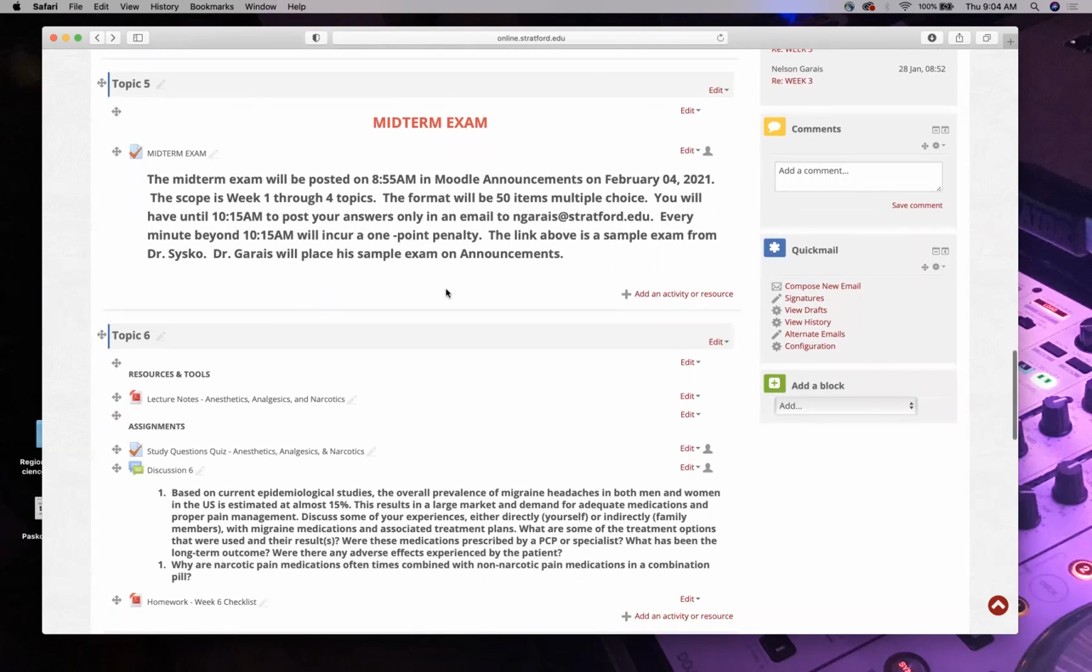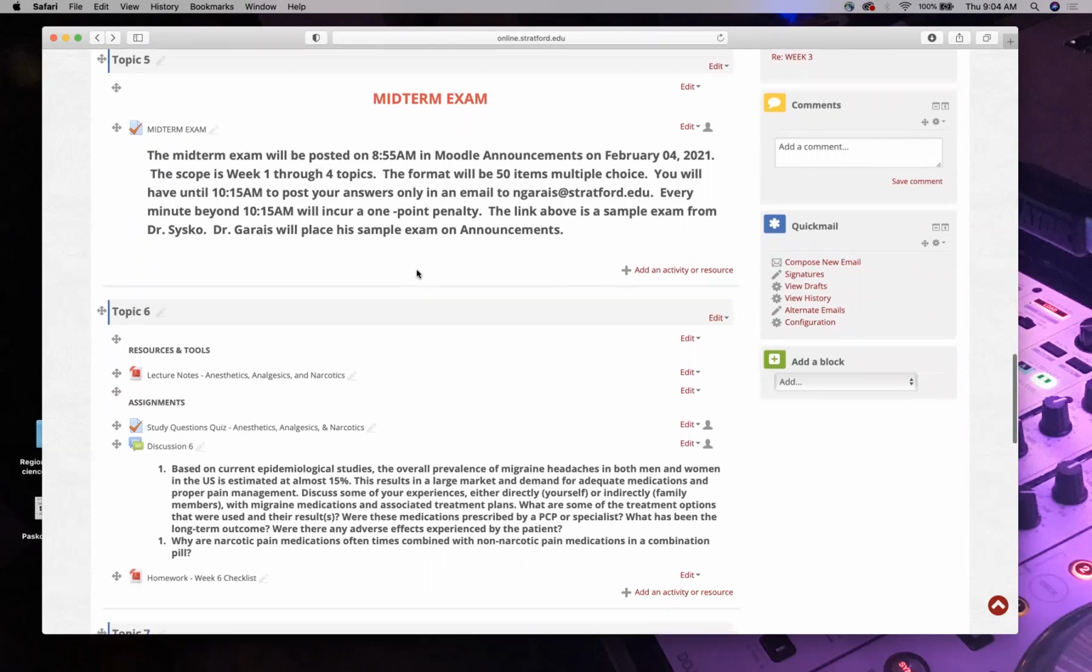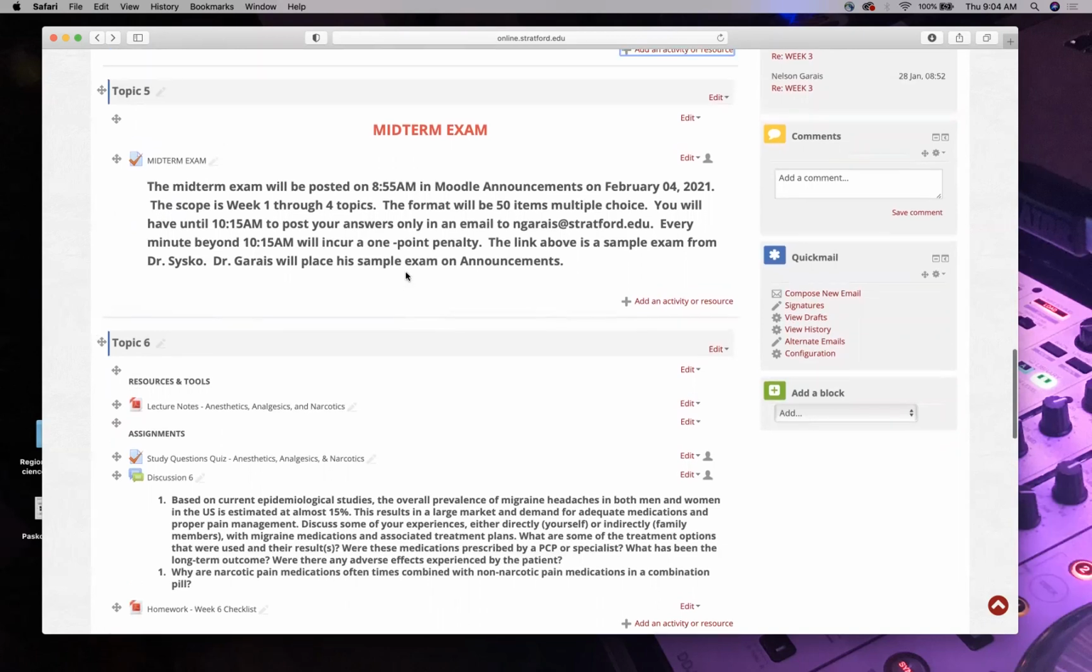Of course, every minute beyond 10:15 a.m. will incur a 1-point penalty. And why the time limit? Because in theory, it's supposed to be a closed book exam, but you're on your own honor. Honestly, if you can quickly look up something, do so. The link above, I already told you that. This link here is not the real midterm exam. This is Dr. Cisco's exam.